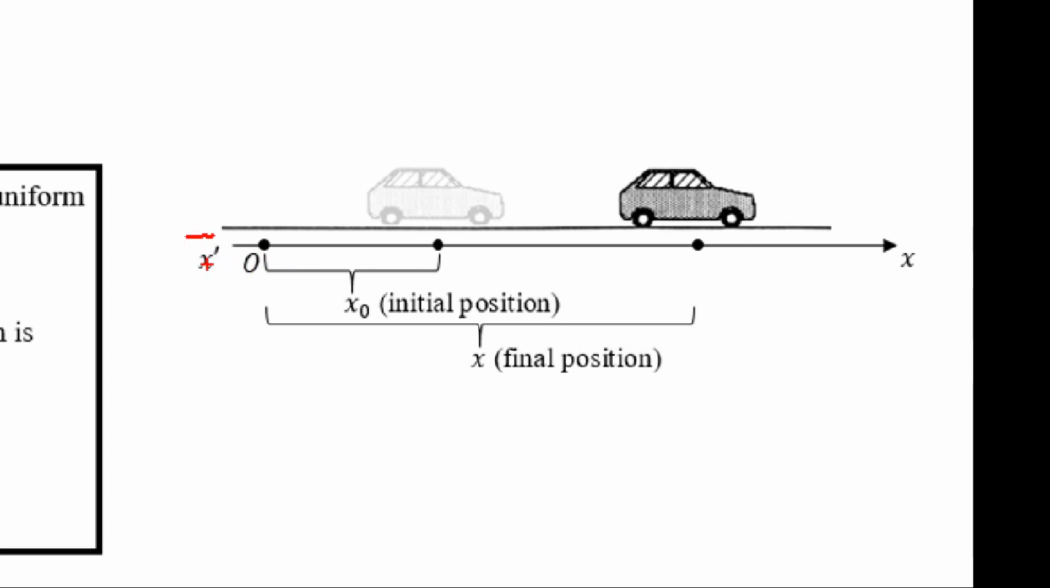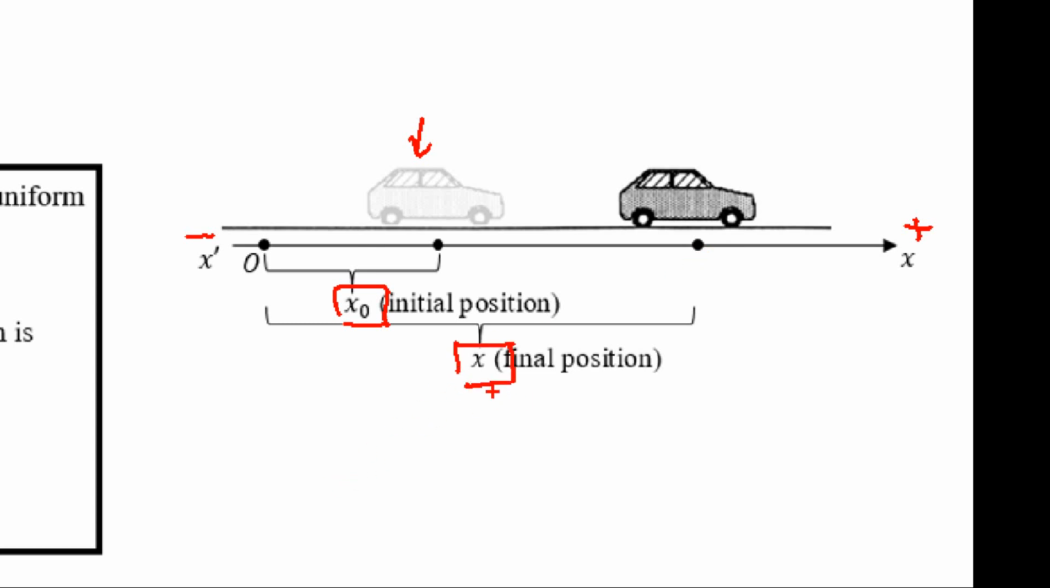This is the negative direction denoted by x prime. This is the positive direction denoted by x. That would be the origin. Initially, the car is given by here, and we measure the initial position from the origin. Now x0 would be the initial position. After time evolves, the car is going to move in the positive direction and the final position is denoted by x.